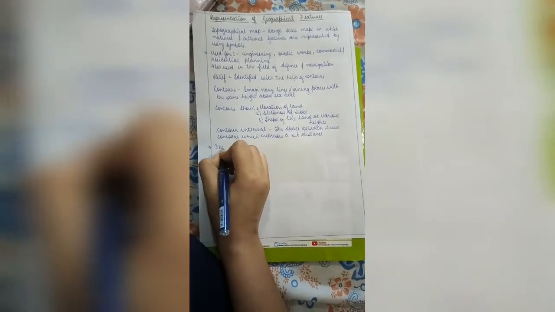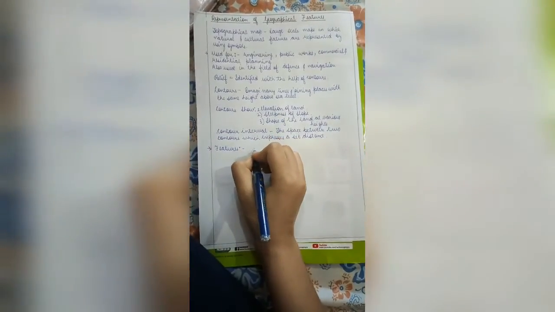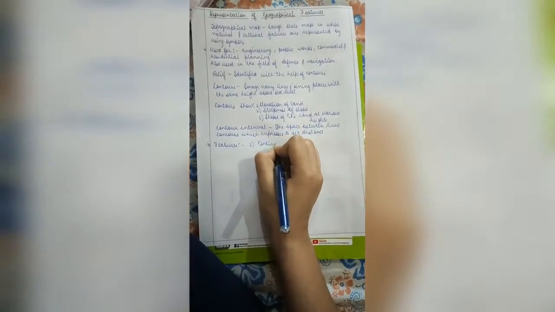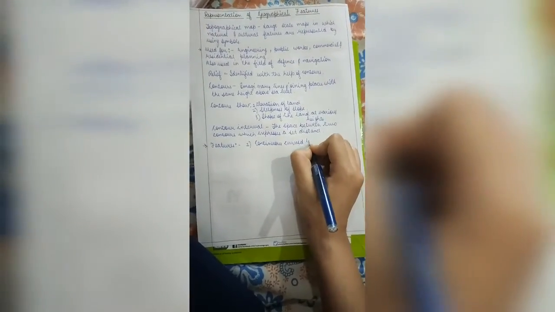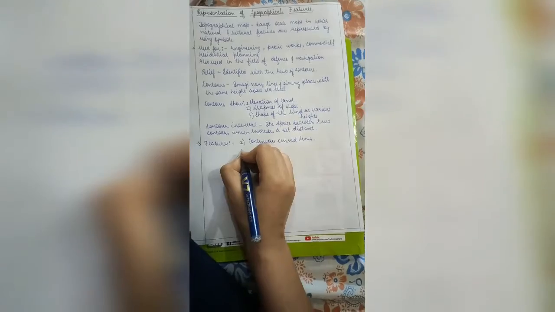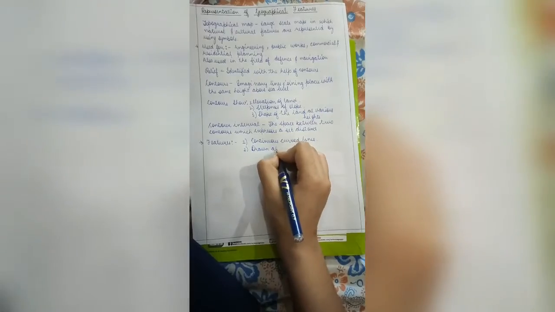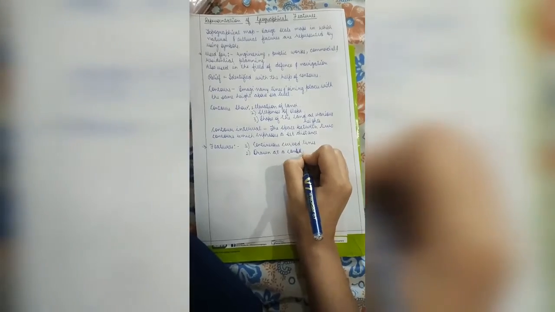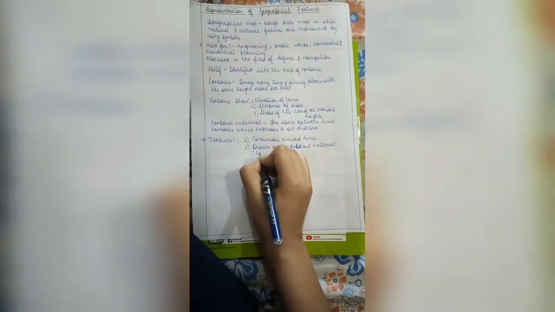Now, the features of contours. Let us begin with that. The very first feature of a contour line is that contours are continuous curved lines. These are continuous curved lines which join places with the same height above the sea level. The second point is that they are drawn at a constant interval, and as I told you before, this interval is known as the contour interval.